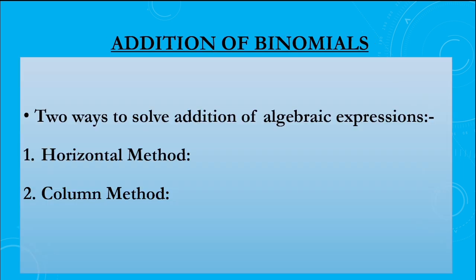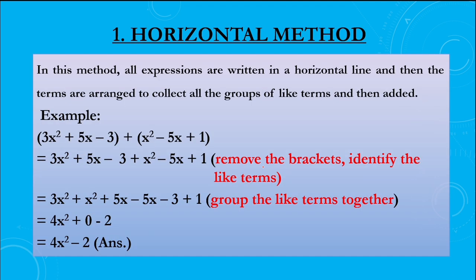Now addition of binomials. To solve the addition of algebraic expressions, one is the horizontal method, another is the column method. Then what is the horizontal and what is the column method? Now these questions we solve by the horizontal method. First, simply we put the sign in place of comma. Now open the bracket, remove the bracket, identify the like terms. So first we remove the bracket.